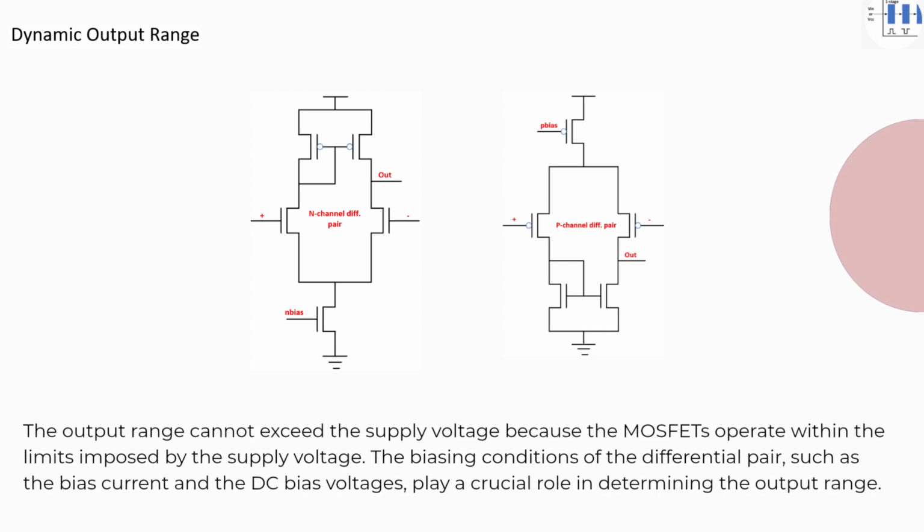The output range cannot exceed the supply voltage because the MOSFETs operate within the limits imposed by the supply voltage. The biasing conditions of the differential pair, such as the bias current and the DC bias voltages, play a crucial role in determining the output range.